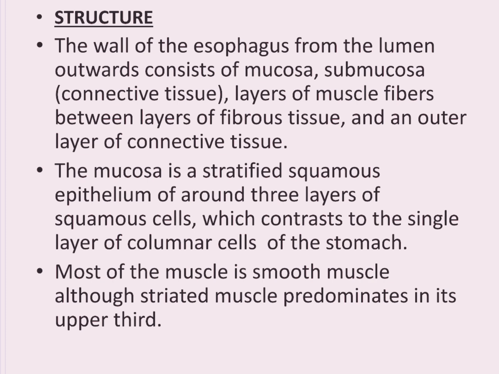The mucosa is a stratified squamous epithelium of around 3 layers of squamous cells, in contrast to the single layer of columnar cells of the stomach. Most of the muscle is smooth muscle, although striated muscle predominates in its upper third. So smooth muscles, striated muscles, and stratified squamous epithelium are present around the lumen. It is very muscular in nature.